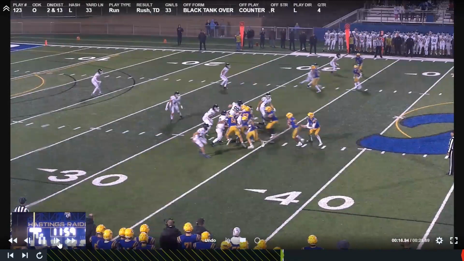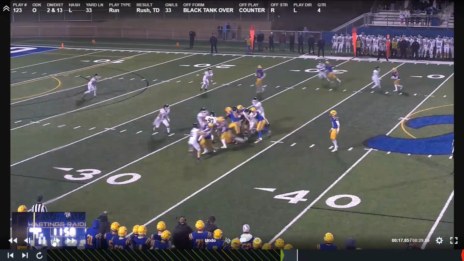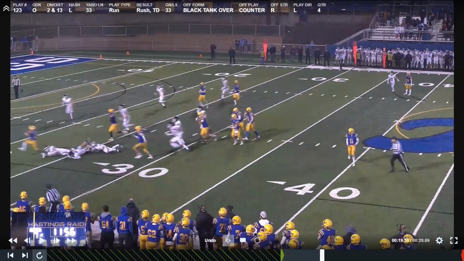Slow it down. We try to wash. There's the kick out right there, and that's where we're trying to run the ball. Right in that hole, and we're off. That's a good example of what we're supposed to do.